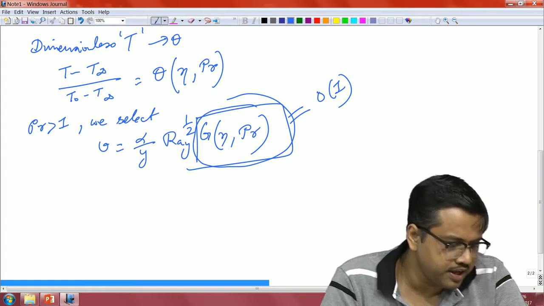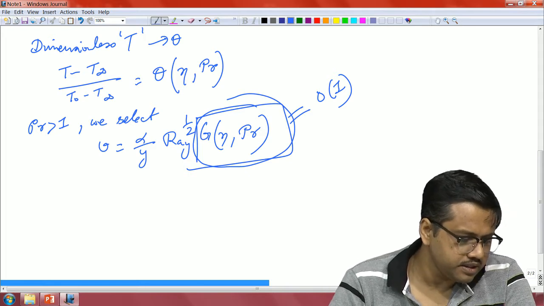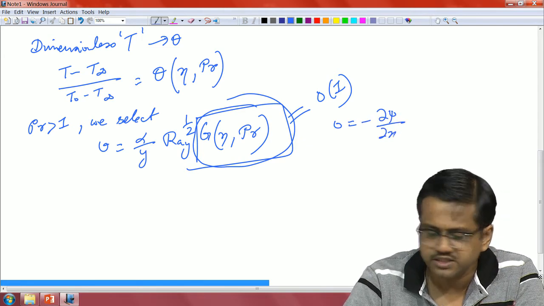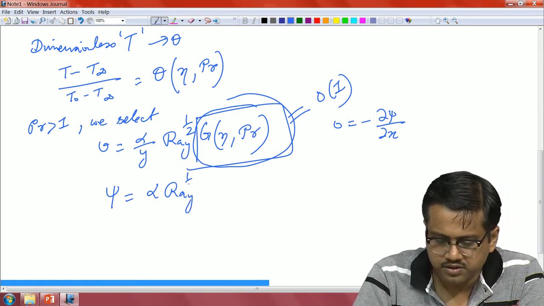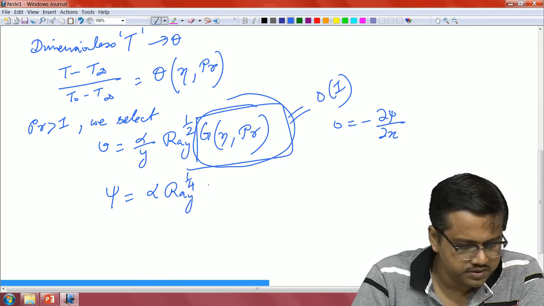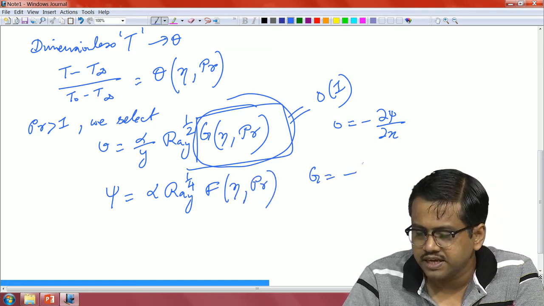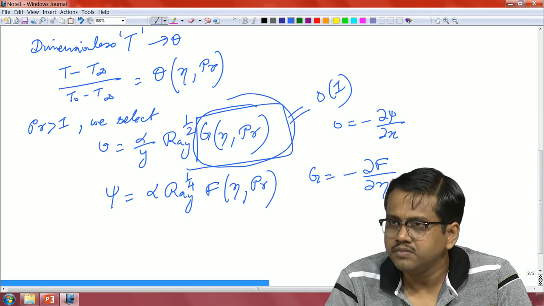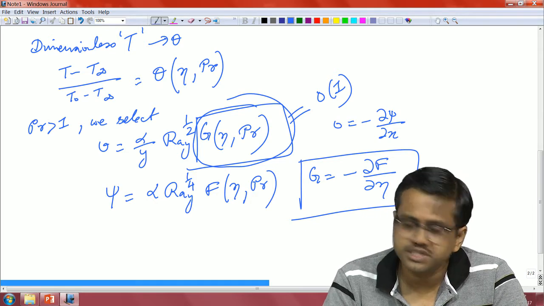So, this g that we have put over here is of the order 1, that much we can say, right. Okay. So, from the definition that v is actually equal to d psi by dx, we can write psi as alpha Rayleigh number y to the power of 1/4 f of eta comma Prandtl number, where g is basically df by d eta. Got it? This is just for convenience, we have done it that way. Okay. So, this is the psi that we have.